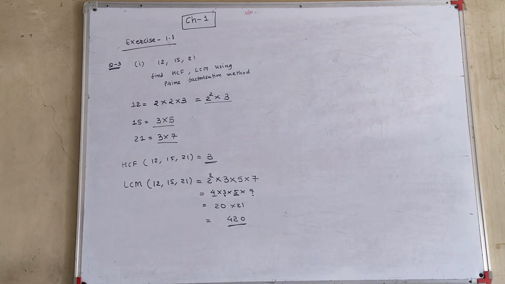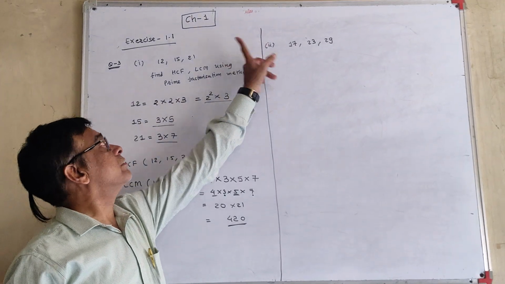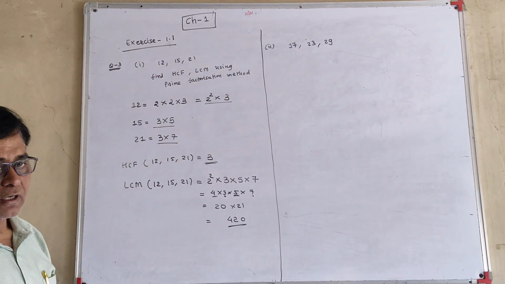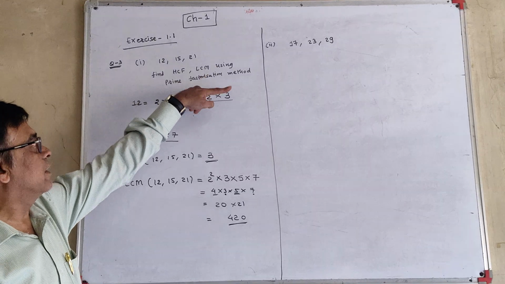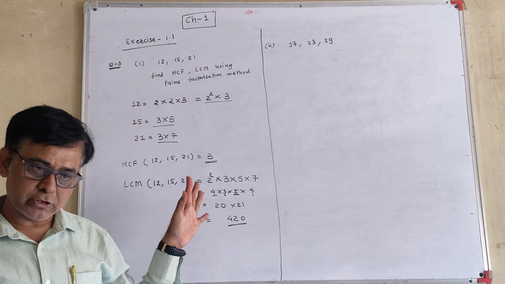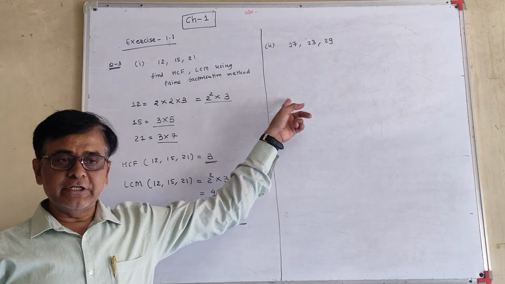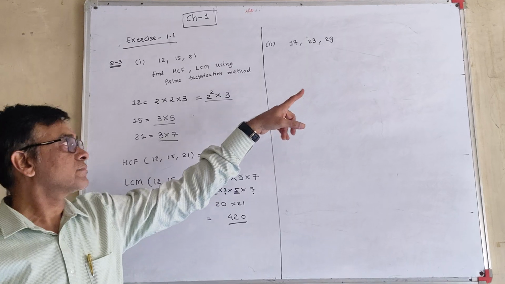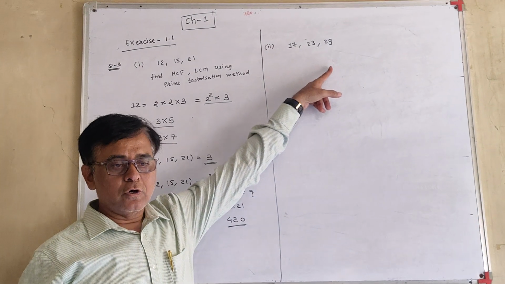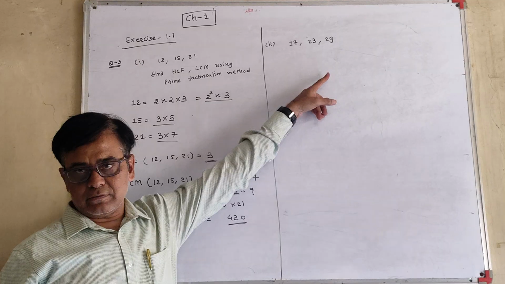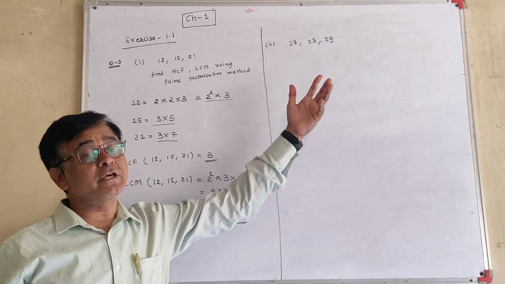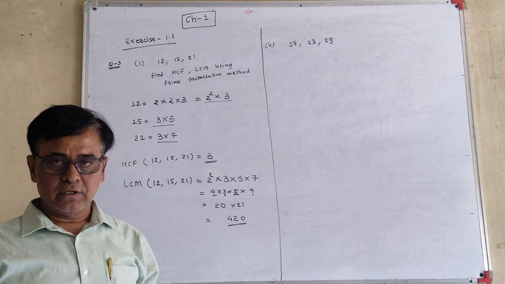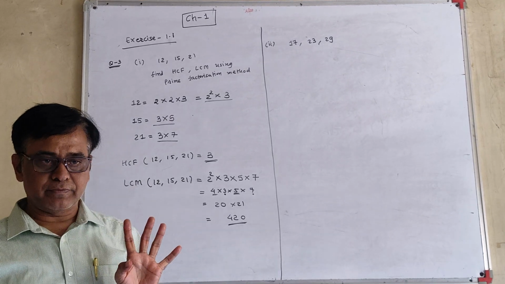The second sum in the same question is 17, 23, 29. These three numbers are given. Again we want to find HCF and LCM using the prime factorization method. All these three numbers are prime numbers. Prime numbers means there is nothing common. That means 1 is the HCF.